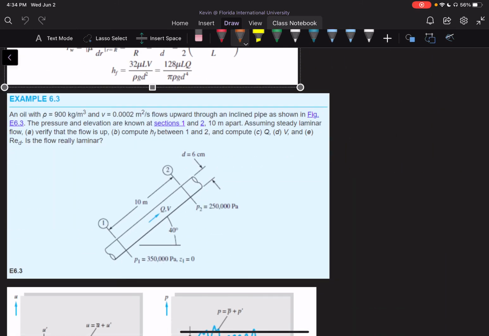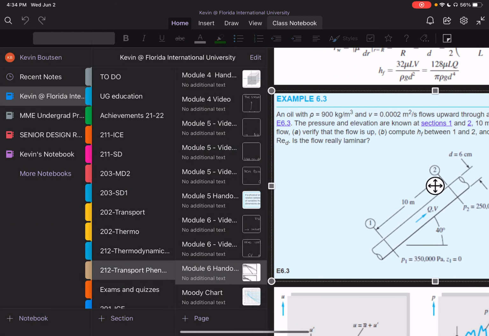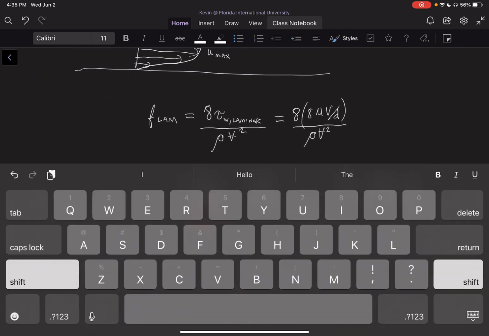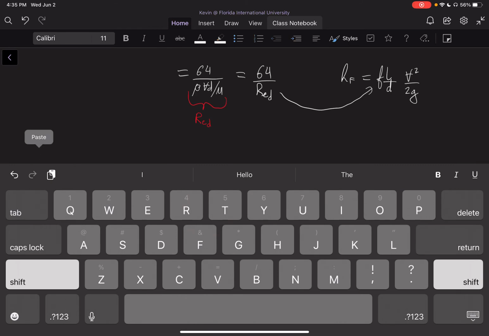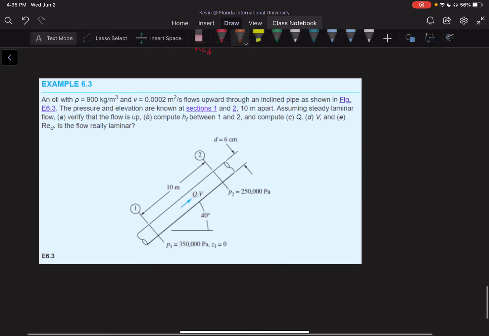So we're going to do example 6.3 in your book. Let me copy over the question. And example 6.3 says that we have an oil with a density of 900 kilograms per meters cubed and V of 0.0002 meters squared per second flows upwards through an incline pipe as shown in figure E6.3.